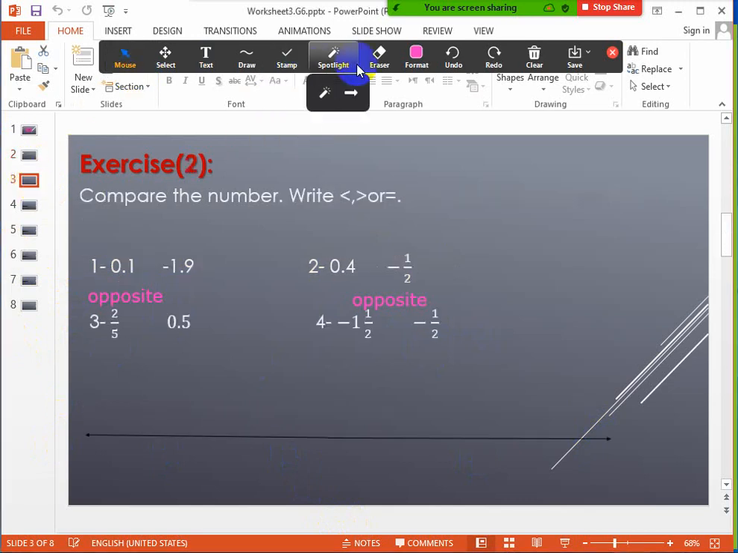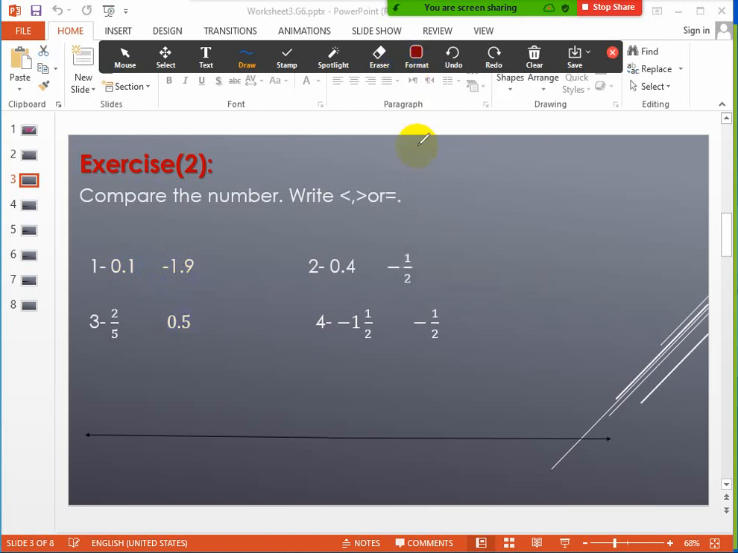Now let's move to exercise 2. I want to compare the numbers. Look, those numbers are rational numbers. So I want to compare between those two numbers. Which one is the greater? Which one is the smaller? Which one is equal maybe. So 0.1 and negative 1.9.